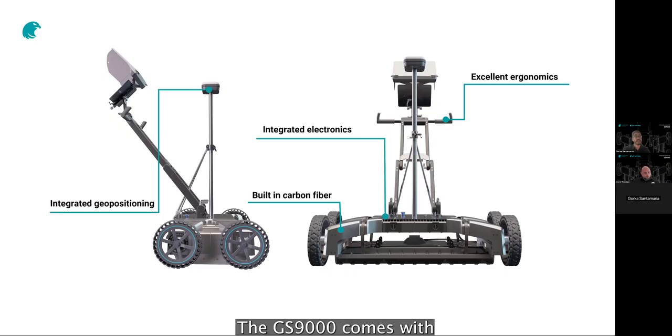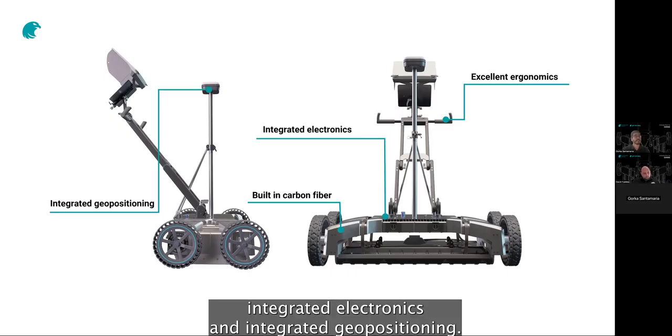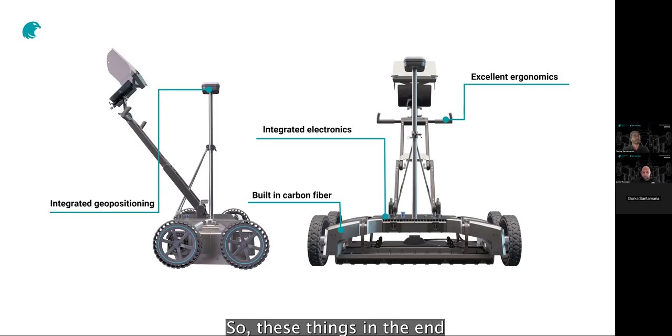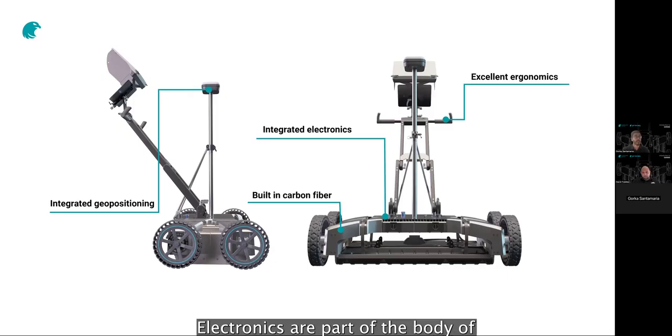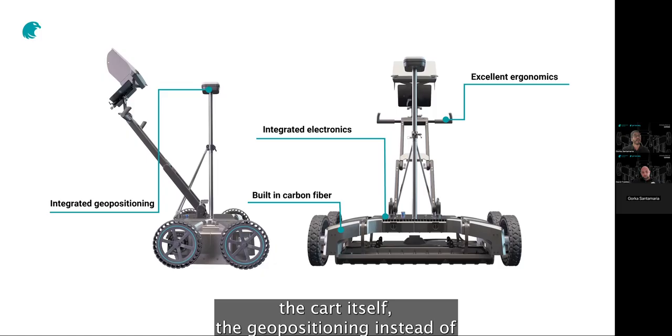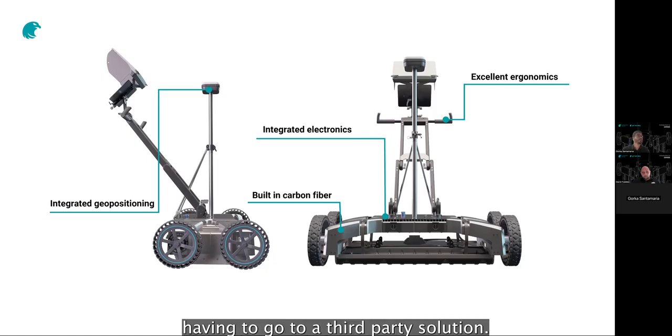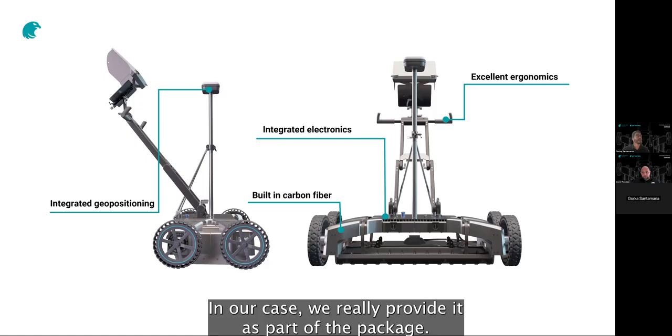The GS9000 comes with integrated electronics and integrated geopositioning. So these things, in the end, you don't need to be very much worried about them, are part of the system. The electronics are part of the body of the card itself, the geopositioning, instead of having to go to a third-party solution. And let's see how it connects with my GPR. In our case, we really provide it as part of the package.